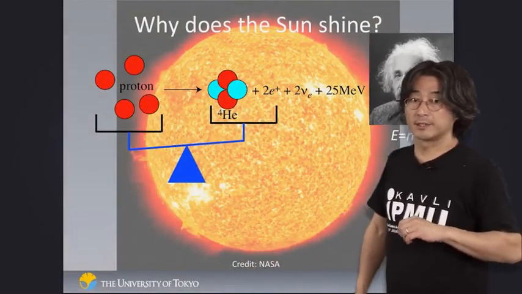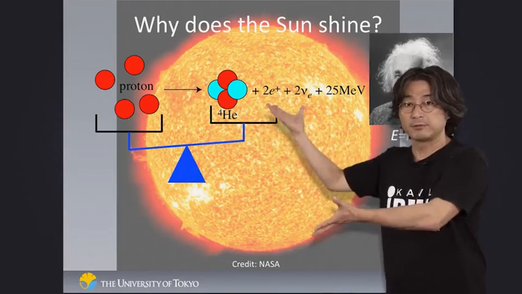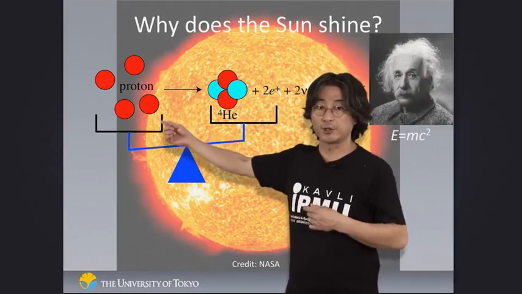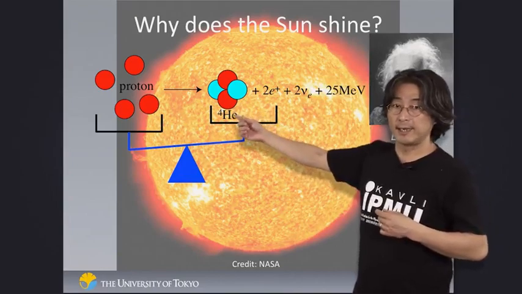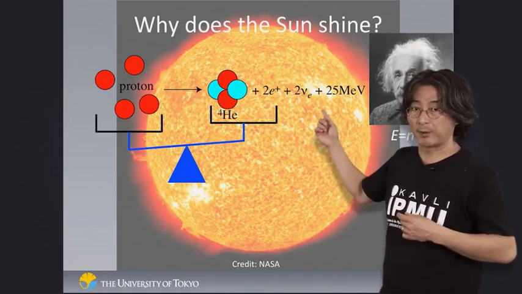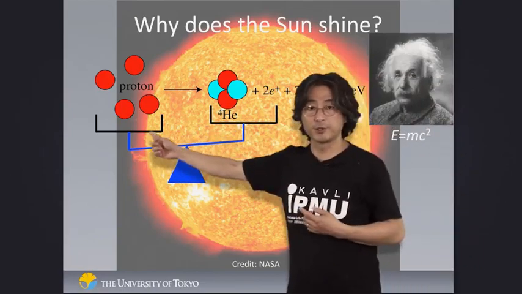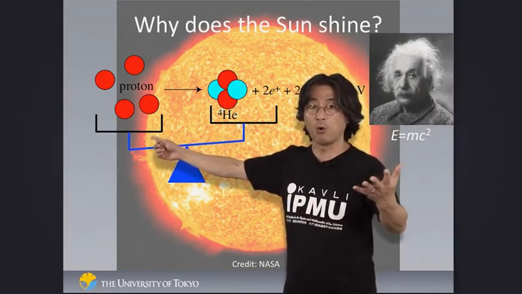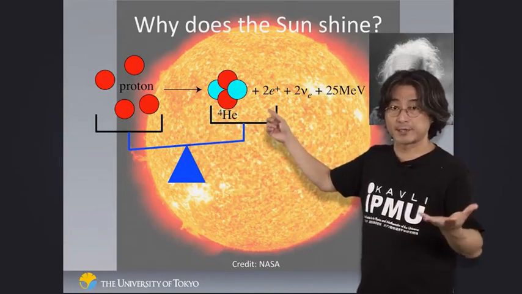And the key to this is to pretend that you put all this stuff on a scale. What you have initially are 4 protons. What you have after the reaction is a helium plus little things like a positron and neutrinos. If you weigh them together, all the mass you have at the beginning is more than all the mass you ended up with. And that's kind of surprising, right?